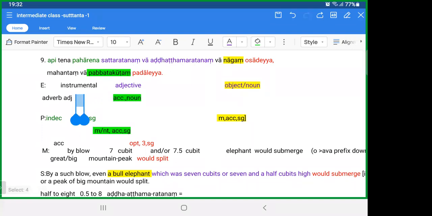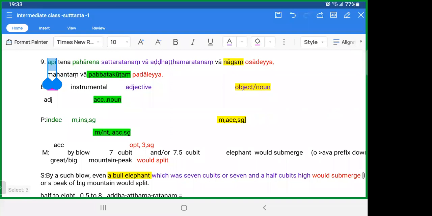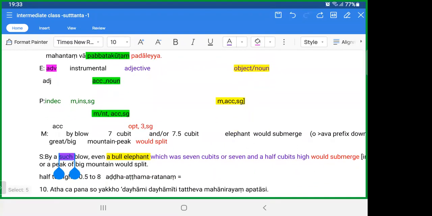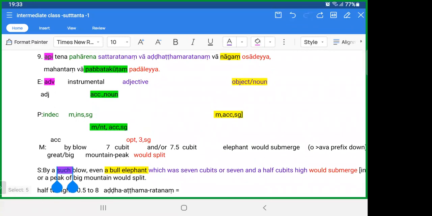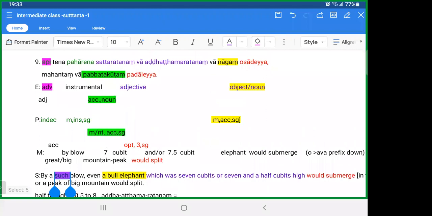This tena is an adjective. Okay, tena is also instrumental. Oh, no, sorry, I should not put it here because it's a little bit confusing. So api should be taken as an adverb here. Because it translates as by such a, it's talking about this blow is very strong, or the heat is very strong, very powerful. Maybe we can put it as an adverb or adjective, right? So it depends on how we understand it. Okay, any question up to here about this paragraph?